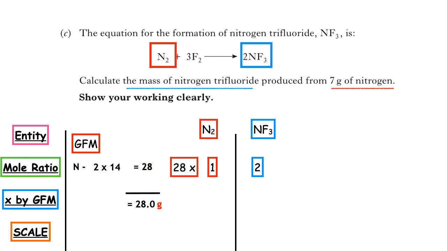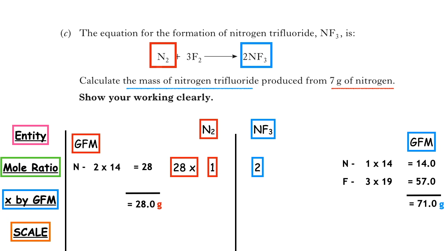Nitrogen trifluoride, how many nitrogens do we have inside the box? We've got 1 multiplied by the relative atomic mass, which is 14. 1 times 14 equals 14. Fluorine, how many do we have inside the box? We've got 3 multiplied by the relative atomic mass, which is 19. 3 times 19 equals 57. When we add those up, we get a GFM of 71 grams.